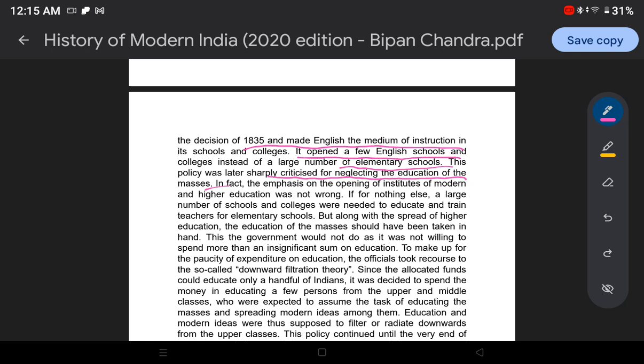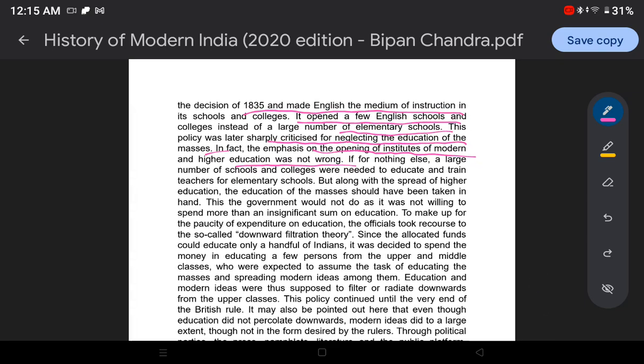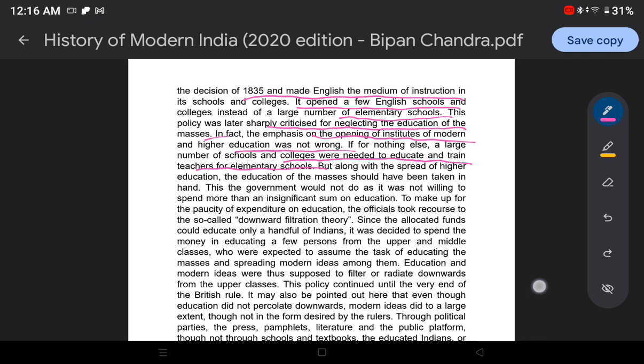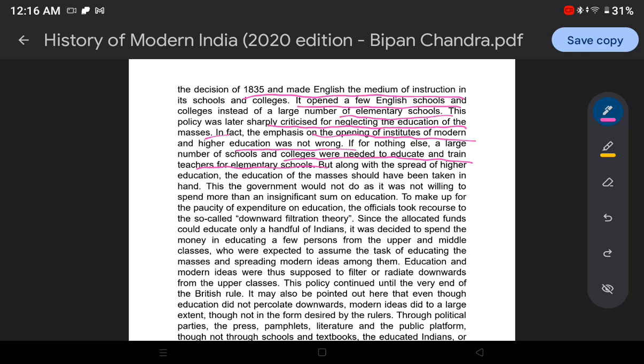In fact, the emphasis on the opening of institutions of modern and higher education was not wrong. If for nothing else, a large number of schools and colleges were needed to educate and train teachers for elementary schools. But along with the spread of higher education, the education of the masses should have been taken in hand. The government would not do so as it was not willing to spend more than an insignificant sum on education.